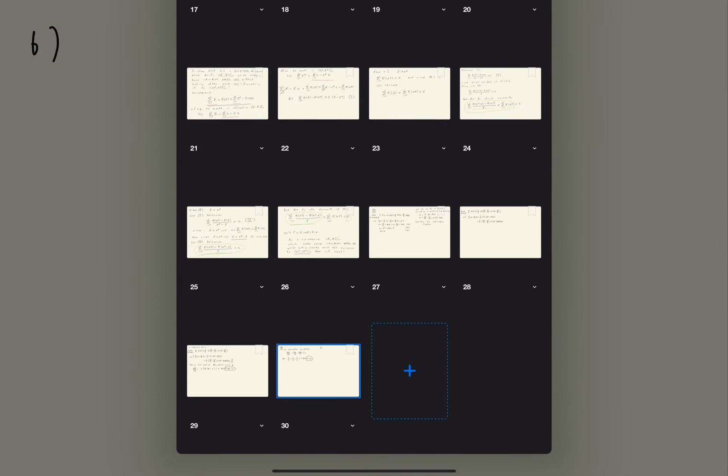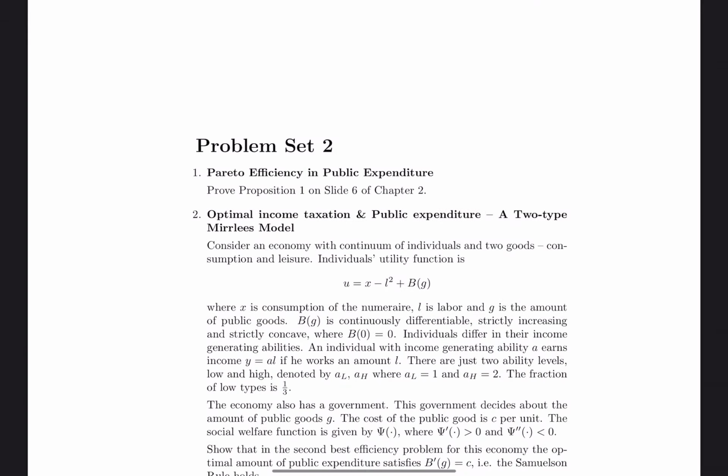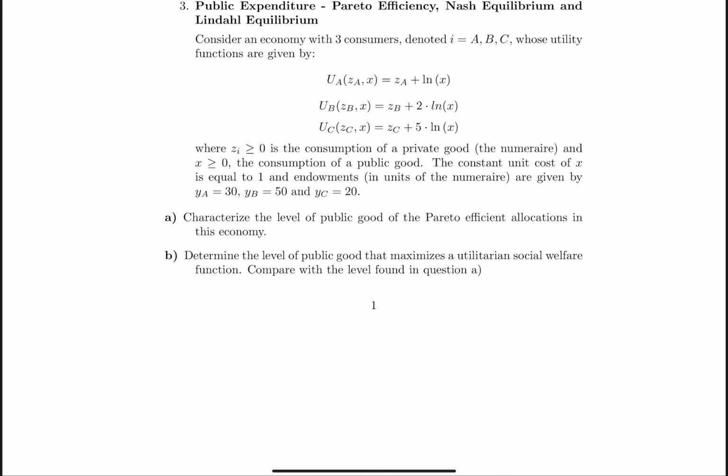So let us start sub-exercise B. In sub-exercise B, we have a government, and this government is determining a level of the public good which maximizes a utilitarian social welfare function. And once we are done with this, we are supposed to compare the level that we found with the Pareto efficient amount of the public good, which we determined in sub-exercise A.